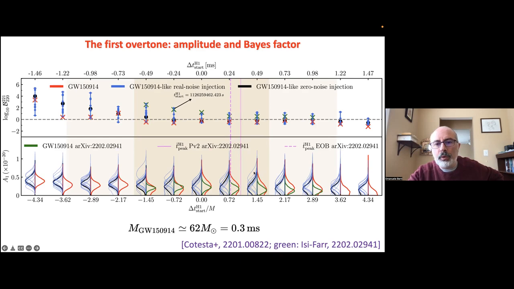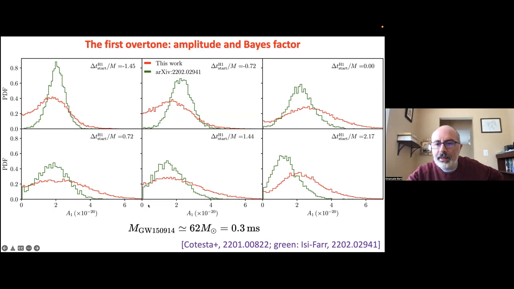Okay, thank you. You can see here in the histogram the same thing that I was saying based on the KDEs. In fact, if anything, our posterior amplitudes for the overtone extend to larger values. So at late times where linear overtone superposition makes sense, we have a more confident detection than they do.